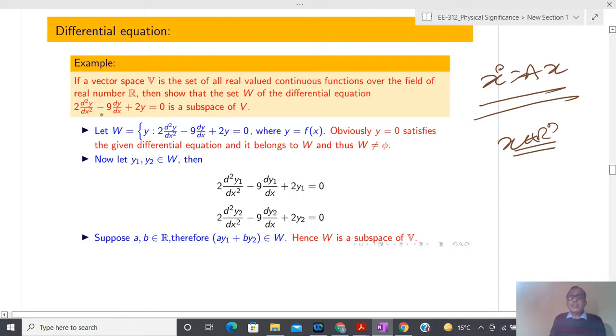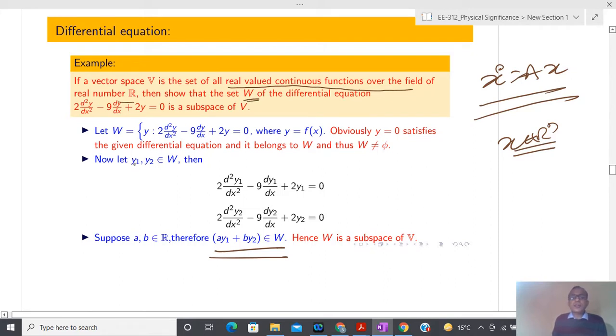Here this is a second order differential equation, a very special case of this equation, and it is possible to show that again W, because I am equating with 0, will form a subspace. And it is pretty easy. You can just change y1 and y2 like this, and after that check that this will satisfy it. So if a vector space V is the set of all real valued continuous functions over the field of real numbers, then the set W of the differential equation, W means those solutions which satisfy this.